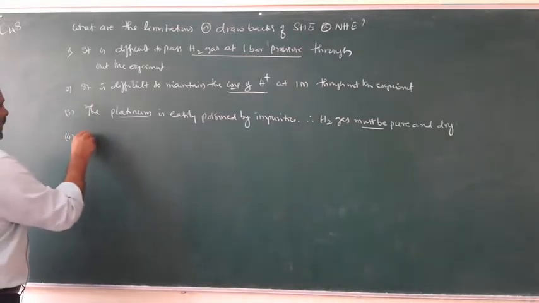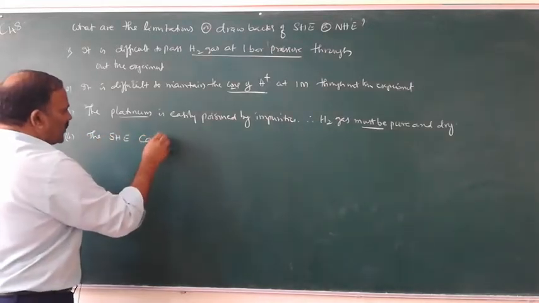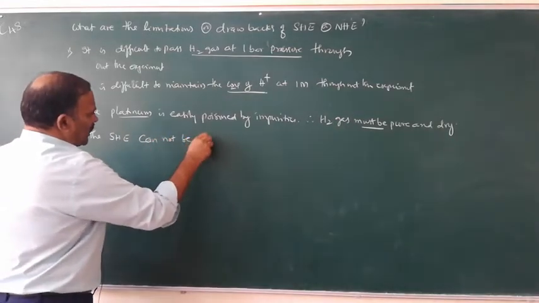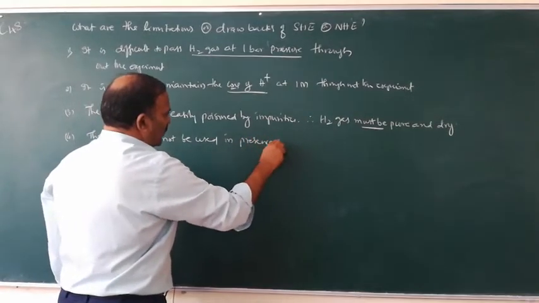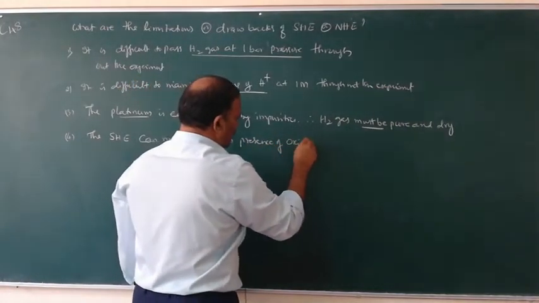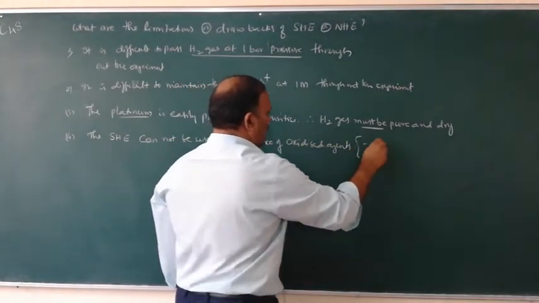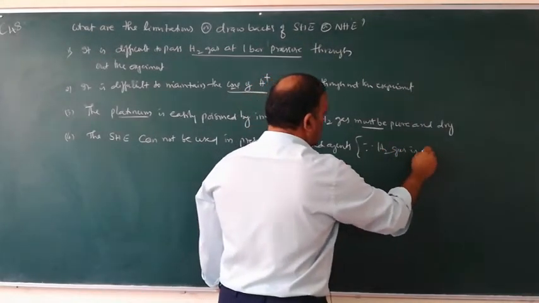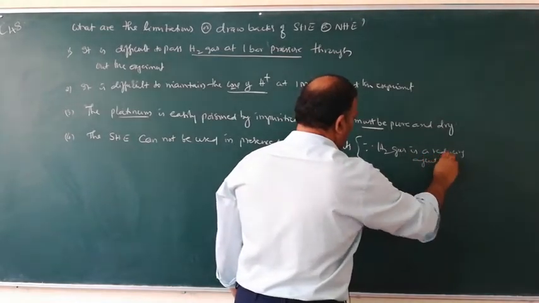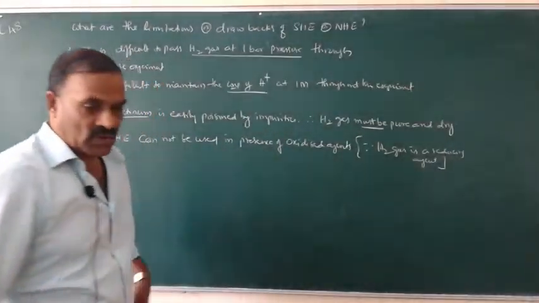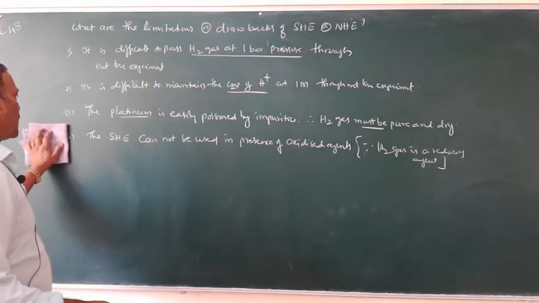So the fourth one: the SHE, standard hydrogen electrode, cannot be used in the presence of oxidizing agents because hydrogen gas is a reducing agent. So these are the four drawbacks or limitations of SHE or NHE.